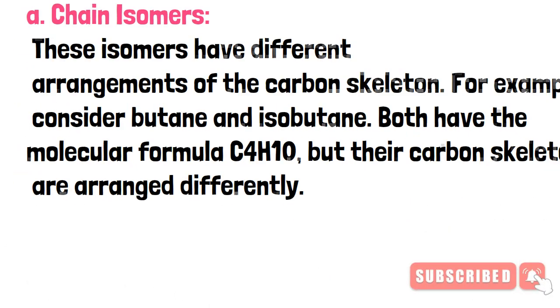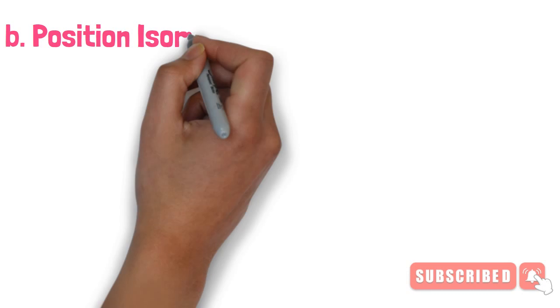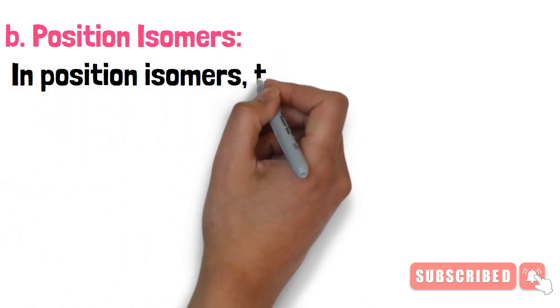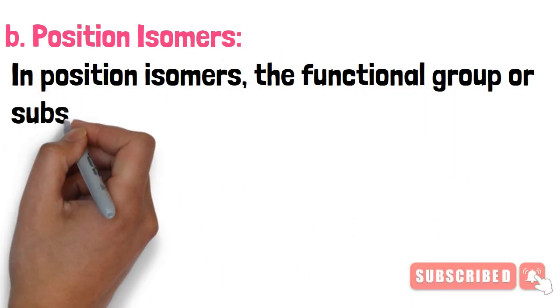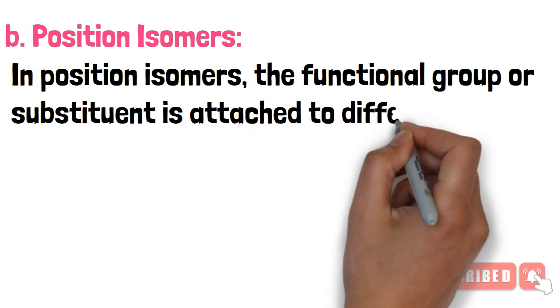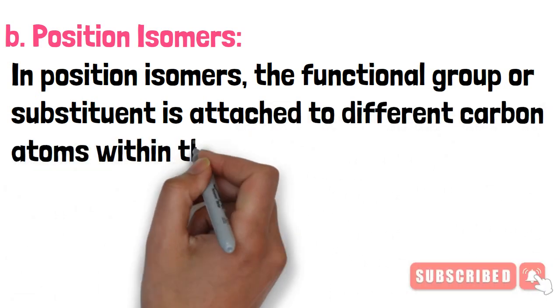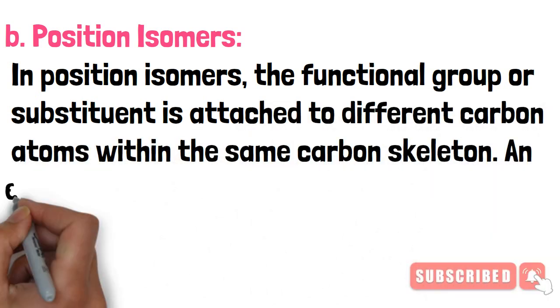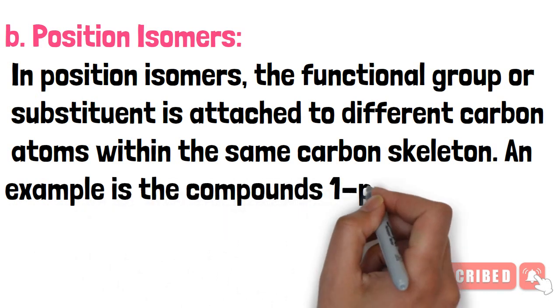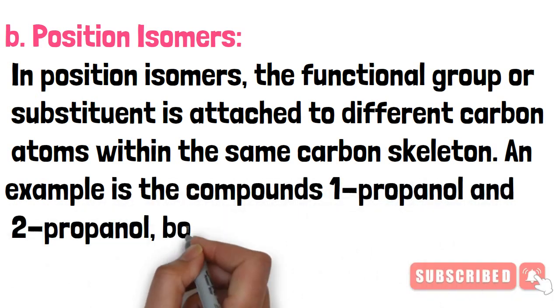B. Position isomers. In position isomers, the functional group or substituent is attached to different carbon atoms within the same carbon skeleton. An example is the compounds 1-propanol and 2-propanol, both with the formula C3H8O.